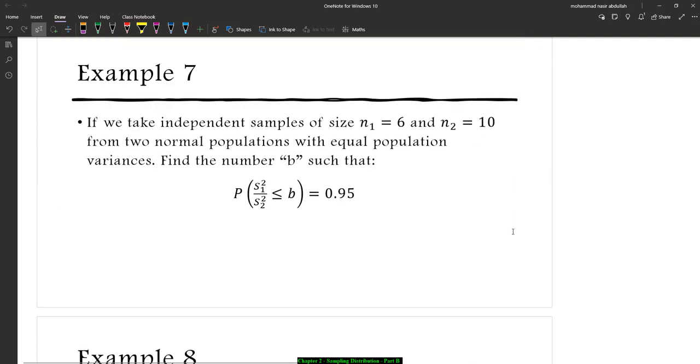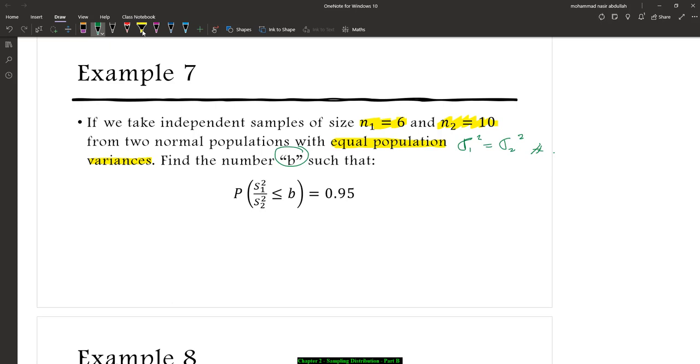So now let's look at example number 7. If we take independent samples of size n1 equal to 6 and n2 equal to 10 from two normal populations with equal population variance, meaning sigma 1 squared is equal to sigma 2 squared, we want to find B such that the probability of S1 squared divided by S2 squared less than B equals 0.95.